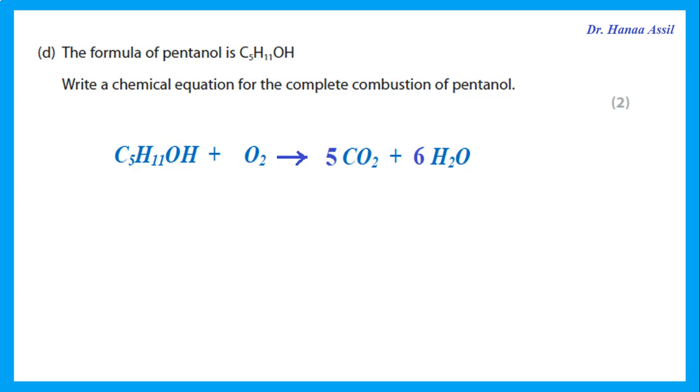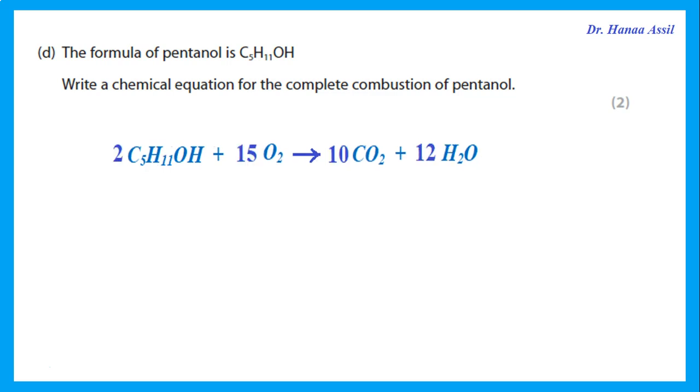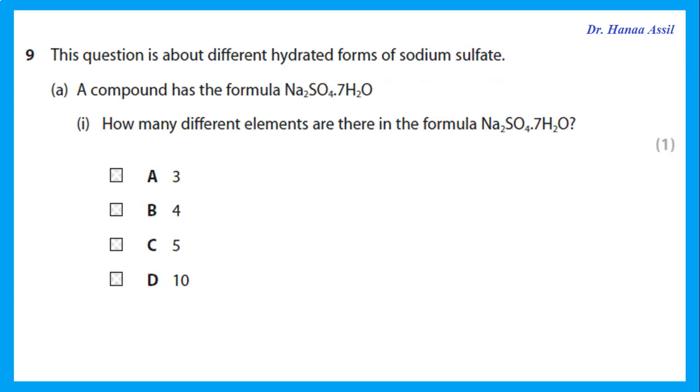Before the arrow, I already have 1 oxygen in the pentanol, and that means I need to do something so that I have 15 oxygens plus 1, 16. So 15 will need us to put 2 times 7.5. Instead of putting 2 times 7.5, I can multiply all through by 2 so that we don't have fractions. So 2 of the pentanol plus 15 of the oxygen gives 10 CO2 plus 12 water.